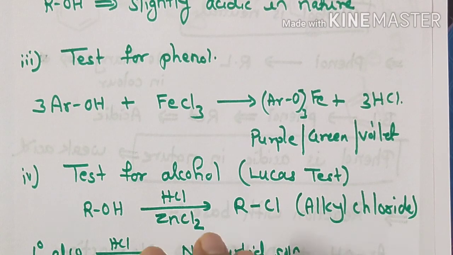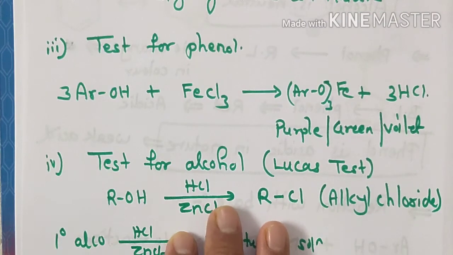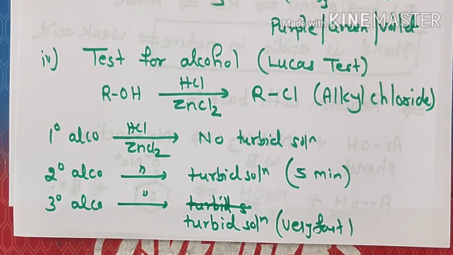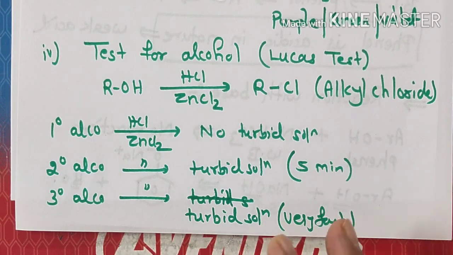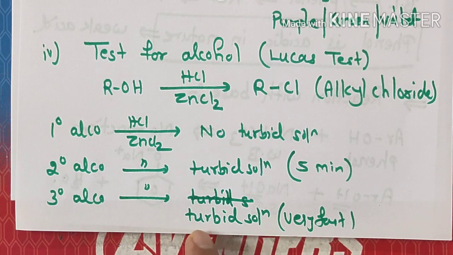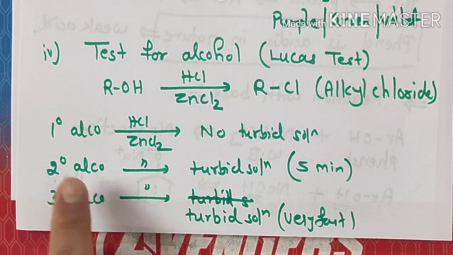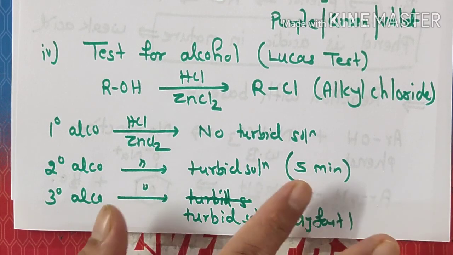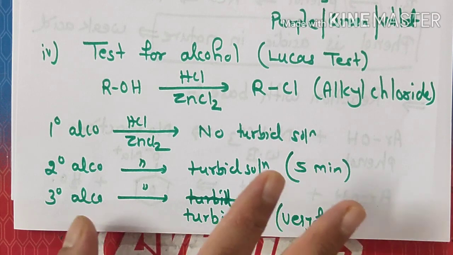Okay, now suppose it is alcohol, but a person wants to know whether it's 1 degree, 2 degree, or 3 degree alcohol. In that case, we are going to add HCl and zinc chloride. This is Lucas reagent, and this test is called the Lucas test. If the solution turns turbid immediately, I will say it is 3 degree alcohol. If the turbidity is obtained after 5 minutes of adding Lucas reagent, it will be 2 degree alcohol. But if turbidity is not obtained at all, I'll report it is 1 degree alcohol.